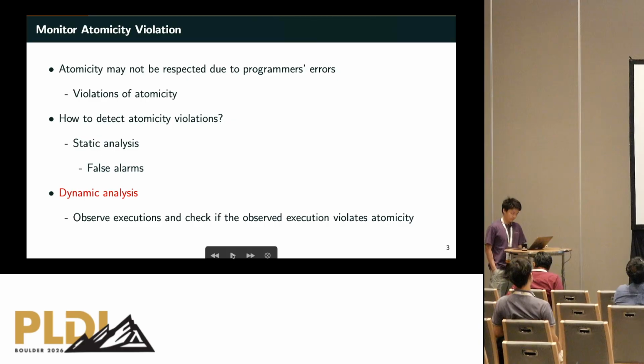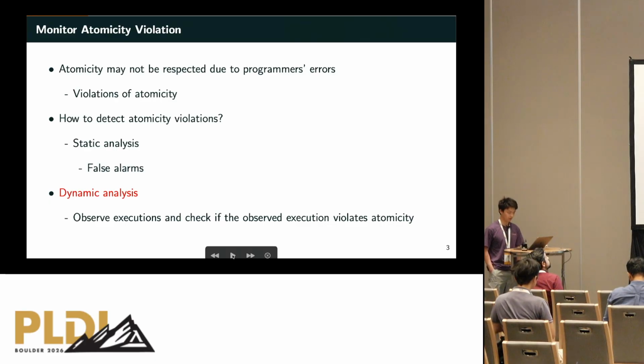So atomicity may not be respected due to program errors. How do we detect atomicity violations? We can use static analysis, scanning the source code of the program and reporting any violation in it. But the issue is that it has a lot of false positives. For a concurrent program, false positives are really hard to verify and can be a huge waste of time.